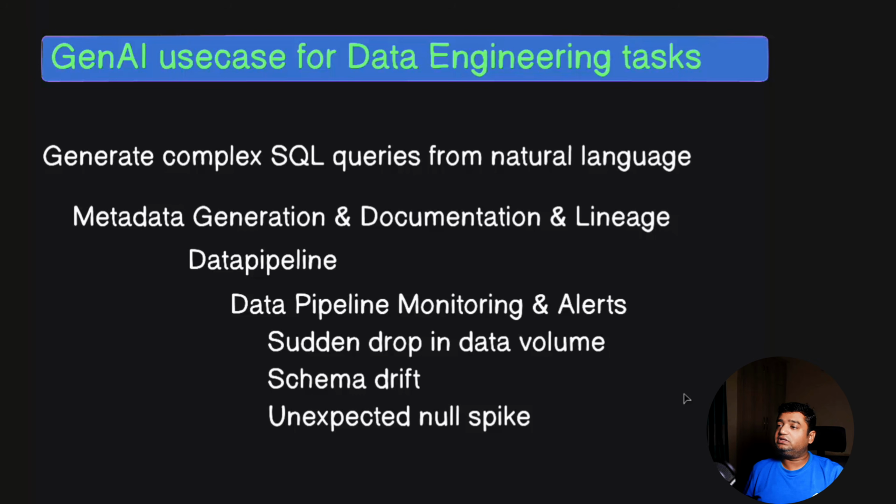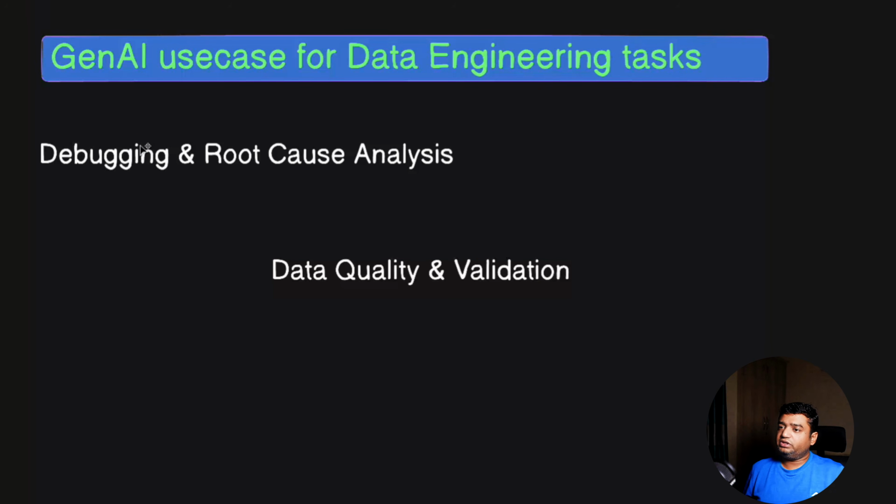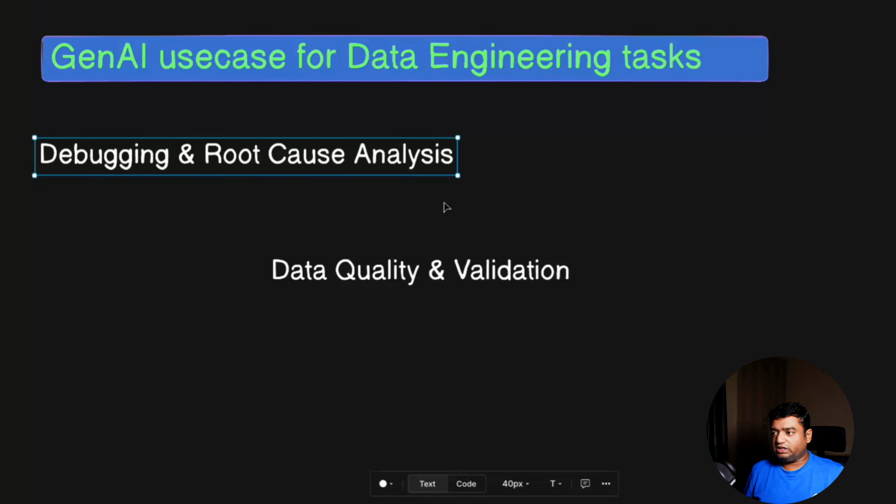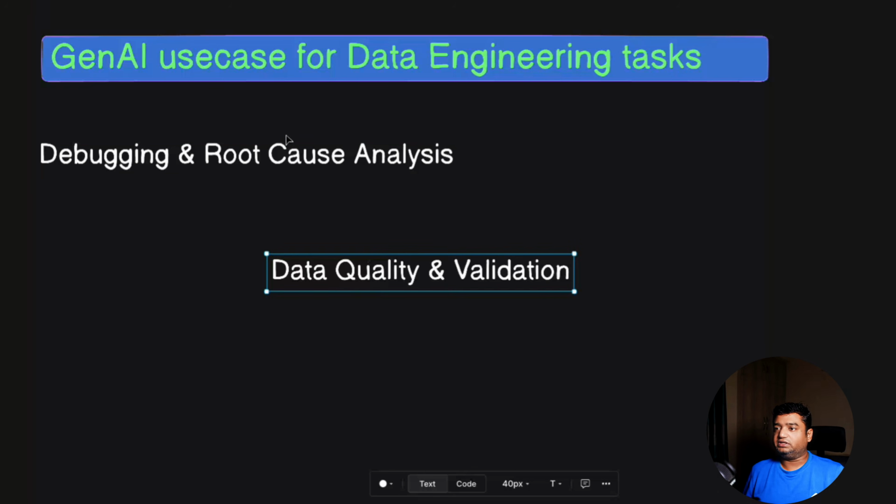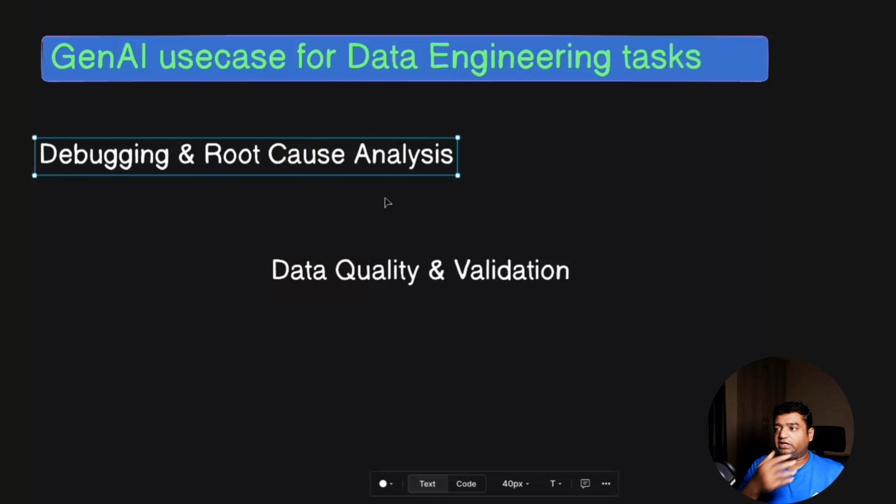Now we'll move to the next use case. Two more use cases I want to discuss. The first is debugging and root cause analysis, and the other is data quality and validation. Debugging and root cause analysis: if a job has failed, what is the root cause? In most cases, the job failure would have happened multiple times, so you already know the root cause, and you can make the GenAI agent learn about it, or have that metadata information ready, where the GenAI can go and look into it. If it has already been done, then it will give you the suggestion.